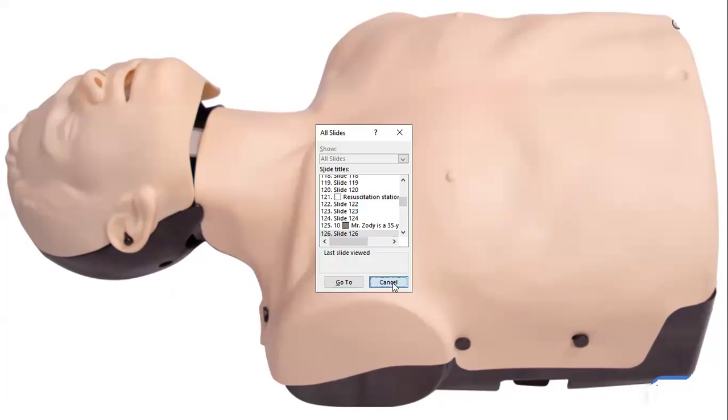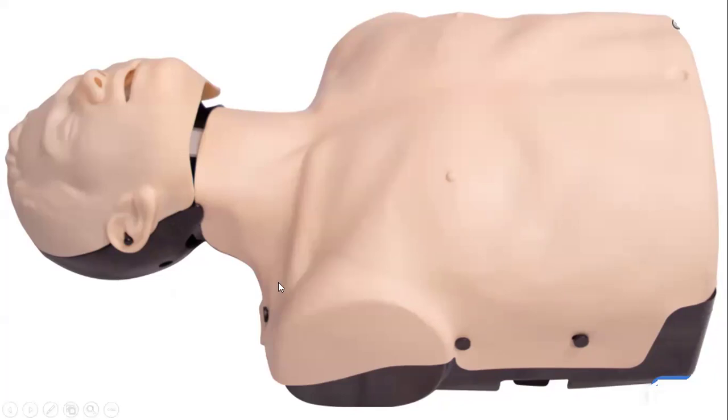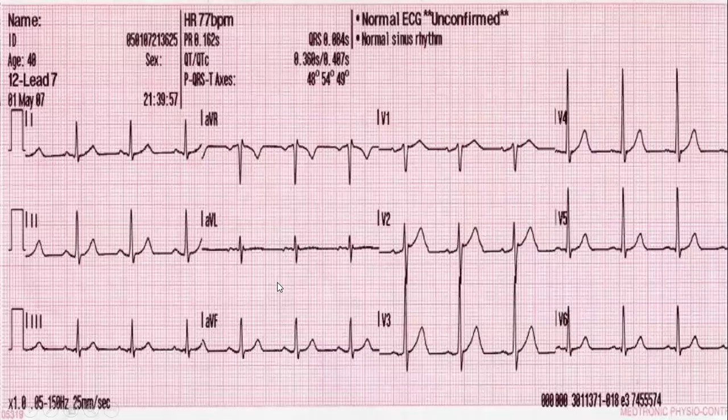Can I assess the rhythm, please? Can I see the rhythm? The patient is in pulseless electrical activity. It is a non-shockable rhythm. Please give adrenaline.